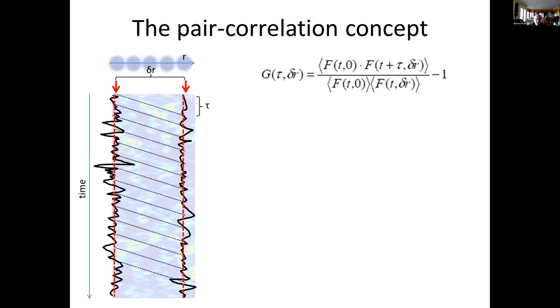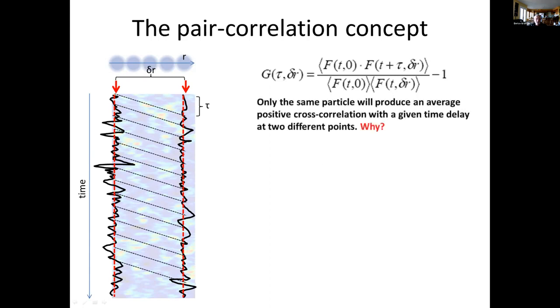Okay, so essentially what I am trying to say is that the delta t at a given distance will depend on the distance, the delta r, because of course, if I go very far, it will take much longer to get there. So now this is the real point of the method. I will say that only the same particle will produce an average positive cross correlation within a given time delay at 2 different points.